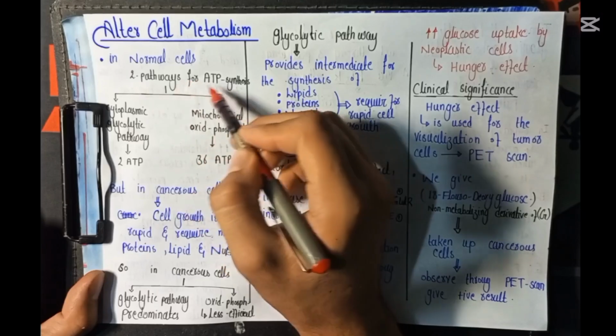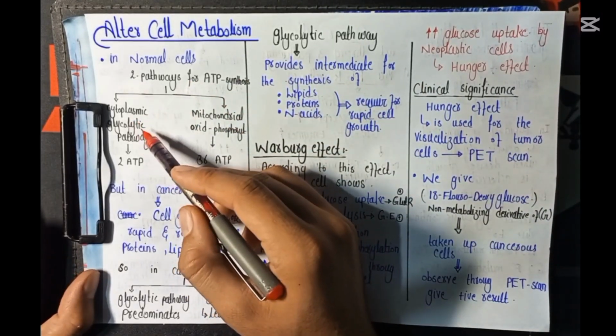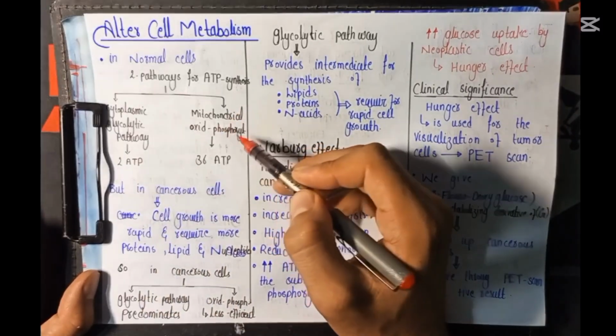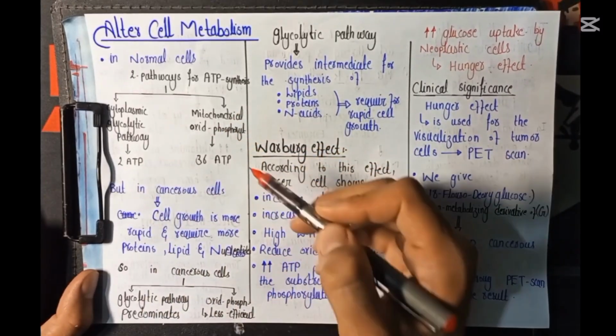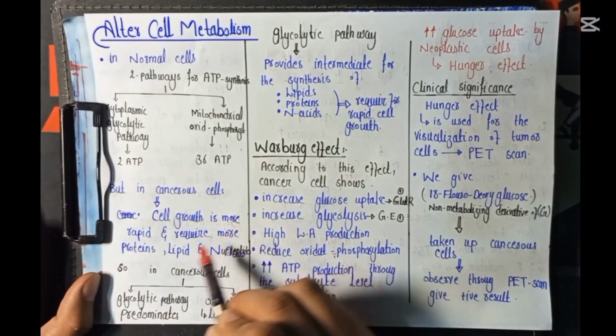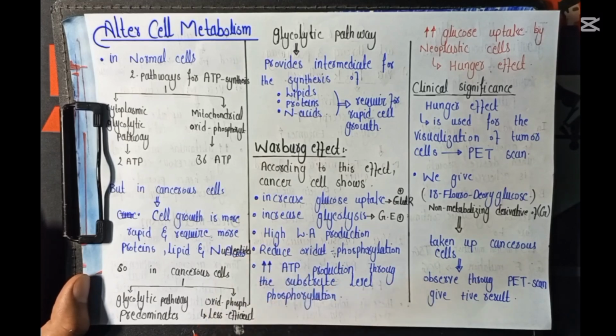In a normal cell, there are two pathways for ATP synthesis. One is the cytoplasmic glycolytic pathway or glycolysis, that produces 2 ATP, and the second one is mitochondrial oxidative phosphorylation, which produces 36 ATP. But in a cancerous cell, the cell growth is more rapid, so they require more proteins, lipids, and nucleotides for the cellular growth.